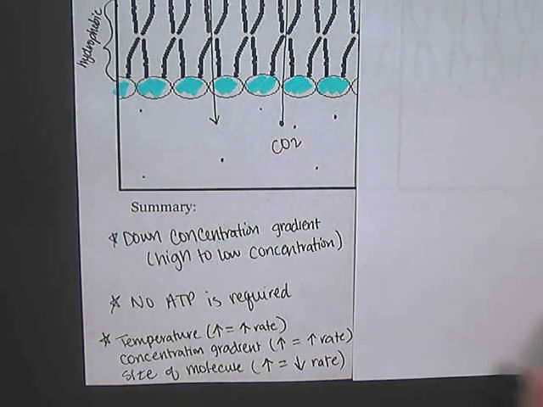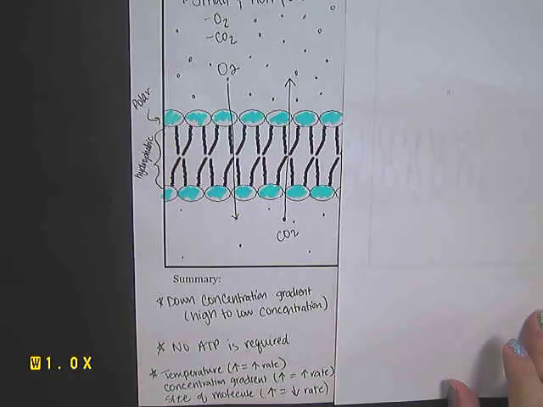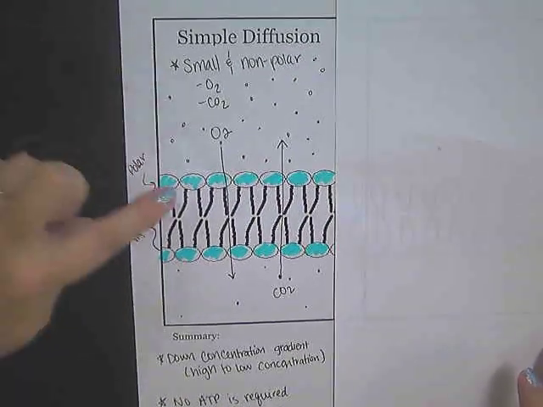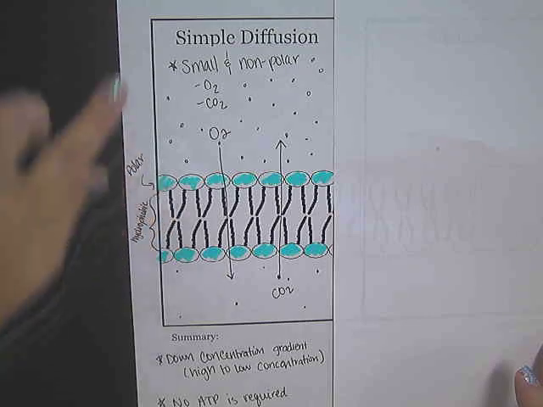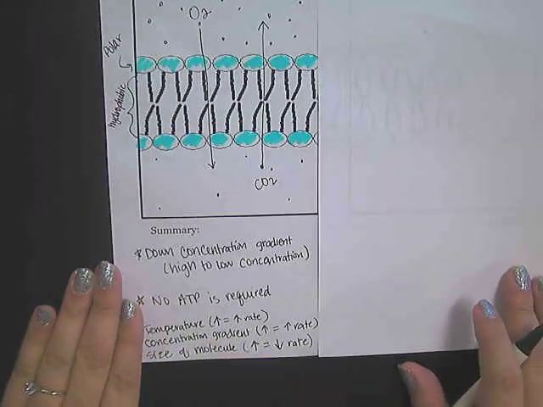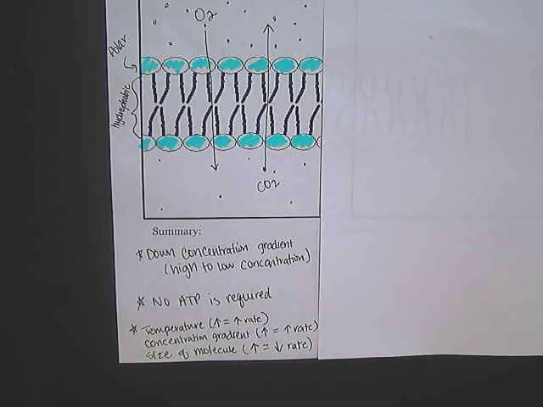Okay, so these are your notes on simple diffusion. It's a summary of what we've been talking about over the past few weeks, starting with the structure of that phospholipid bilayer, how small nonpolar molecules are going to be able to get through. They go down their concentration gradient, in other words, from high to low, and no ATP is required, and then three factors that are going to affect the rate of diffusion.